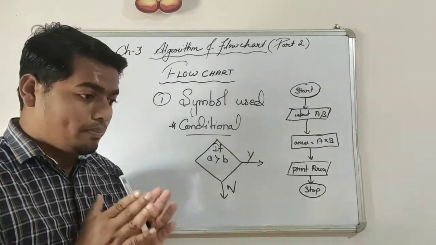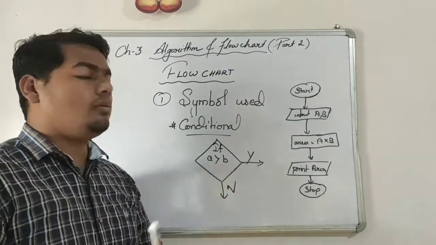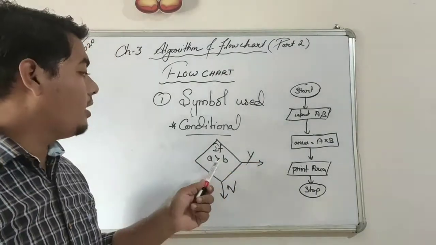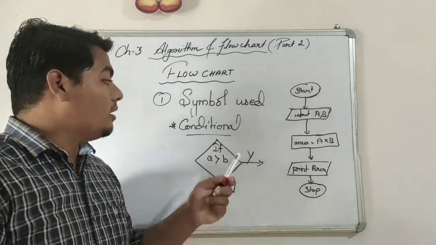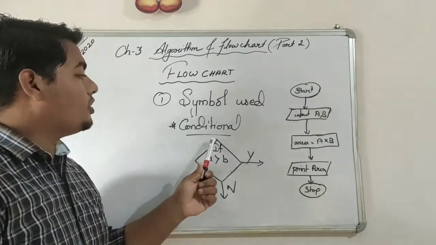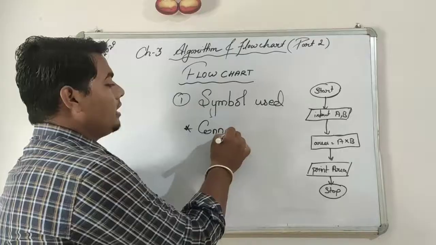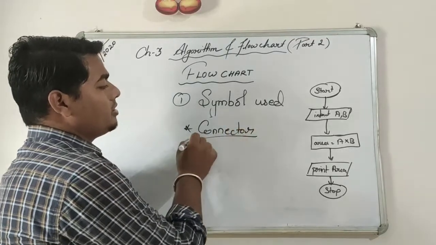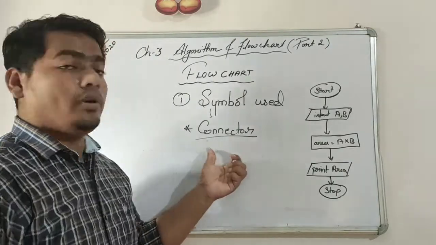When from one path two paths branch out, at that time you have to use a conditional box. You have to use a conditional box when you may get two answers, yes or no, true or false. Understood? After the conditional box, we have a connector. In normal words also you can understand, a device or thing which connects two parts is known as a connector.